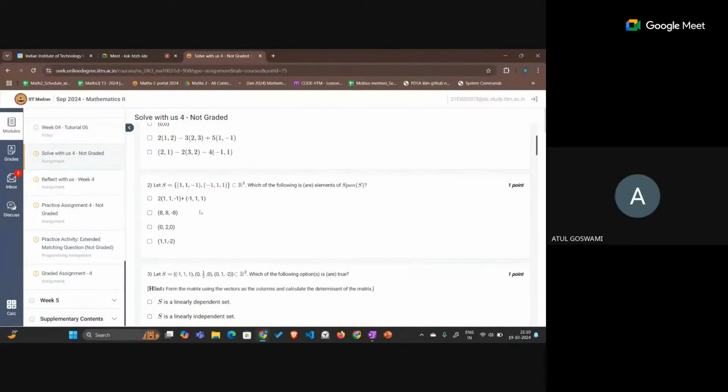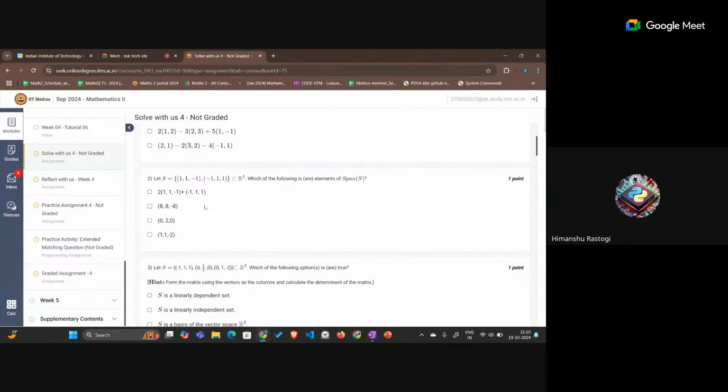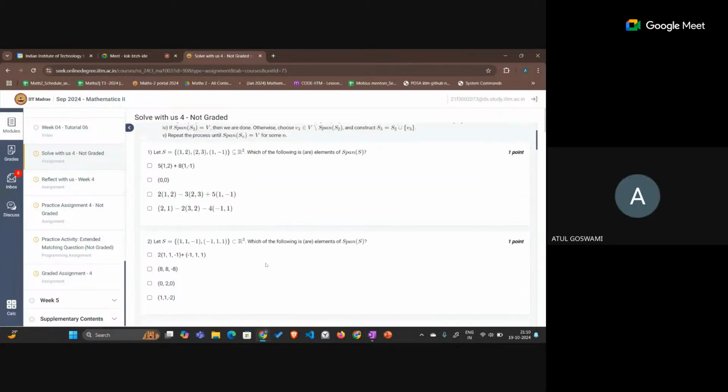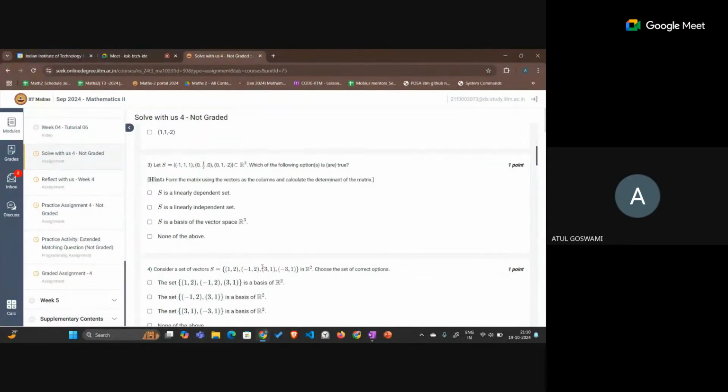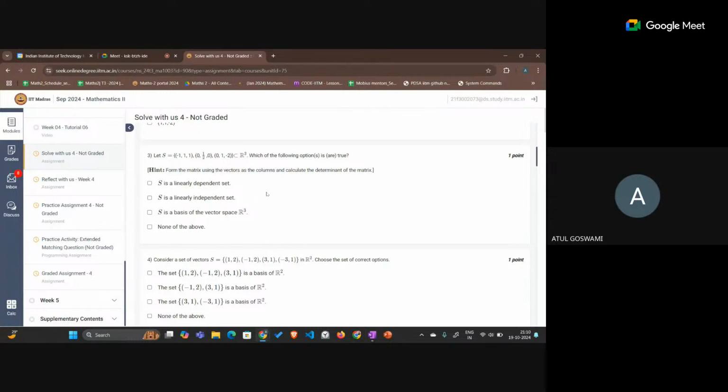Here, in the second option, the first three are like what you solved, so the last option is incorrect. The first is a very clear thing: two times the first vector and one times the second vector. Actually, these two questions are very similar, so you can solve it. If anyone has doubt, I can solve this third question.